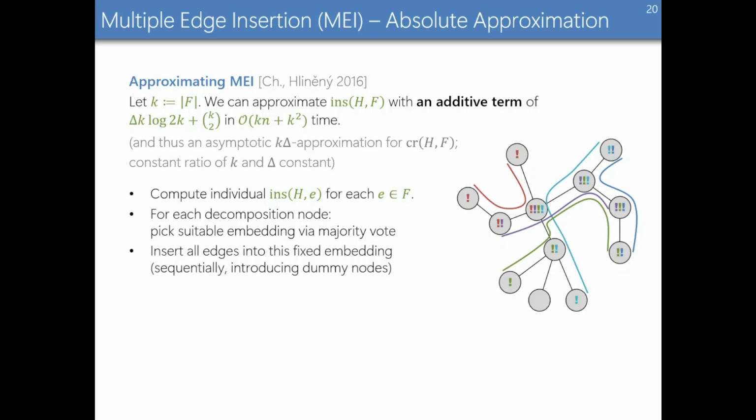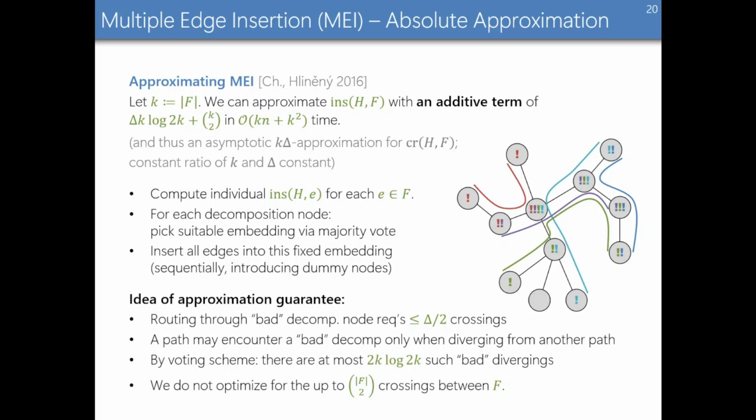So at every decomposition node, I collect the desires of the different insertion paths, and then I go through these nodes and just take a majority vote. For every decomposition node, I pick one embedding, which is just the one that most of the inserted parts want. And that is the embedding that I then realize.